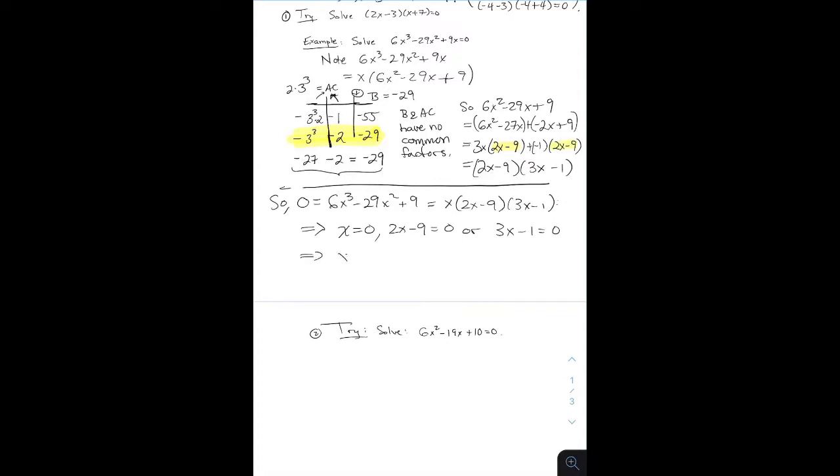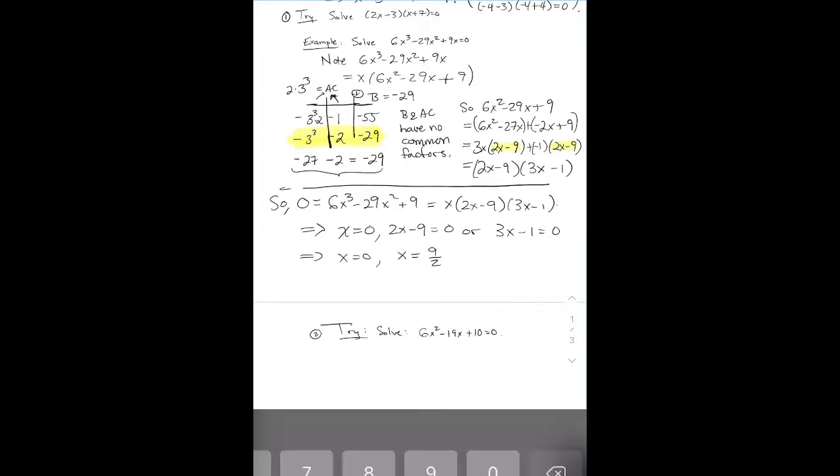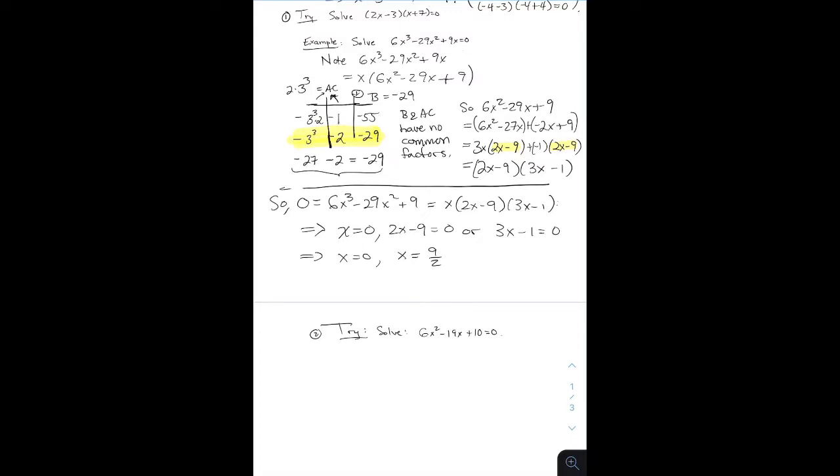So x is equal to 0. If we add 9 and divide by 2, x is equal to 9 over 2. If we solve this one for x, we add 1, divide by 3. We get x is equal to 1 over 3. That's our solution.